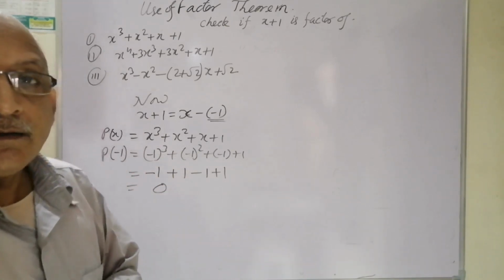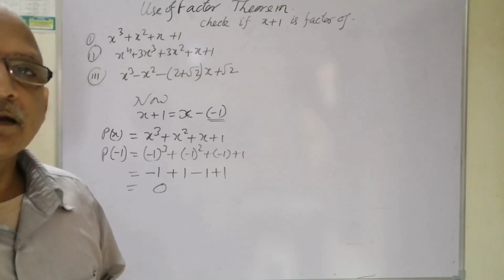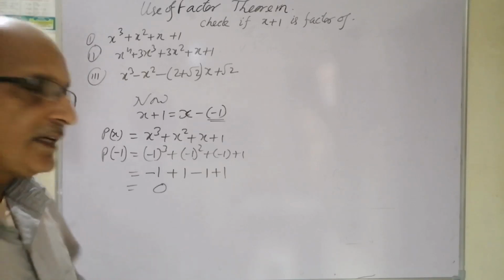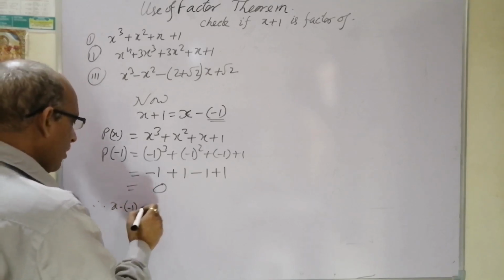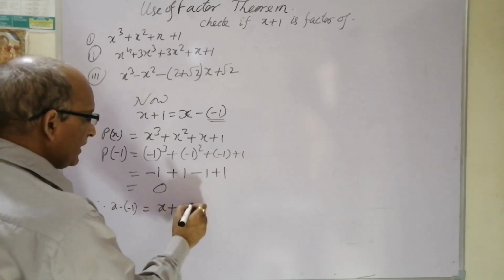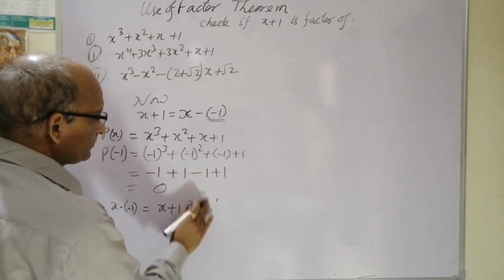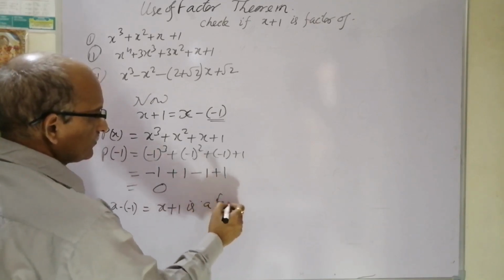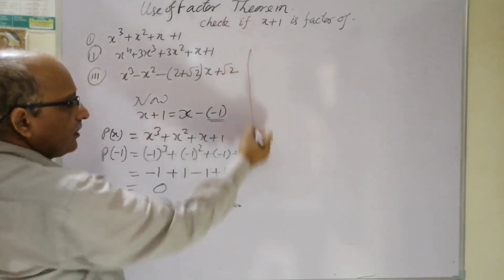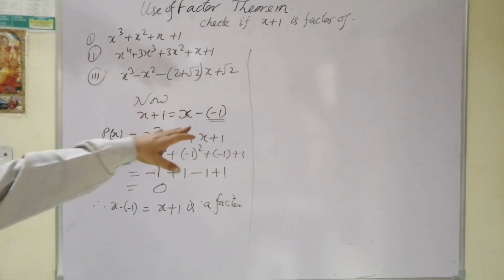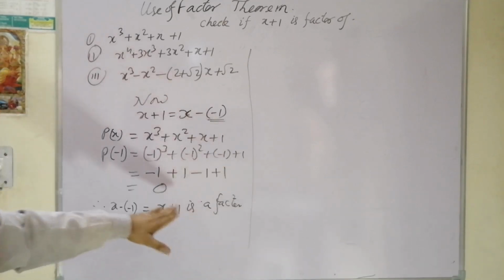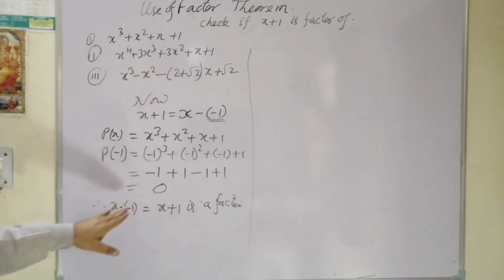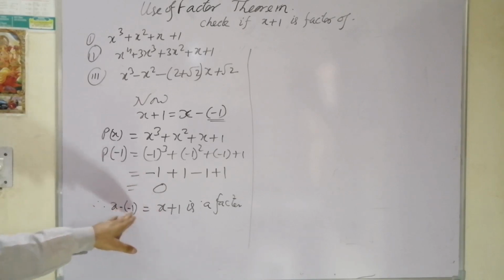If P(a) is 0, then x minus a is a factor. So we can declare here x minus of minus 1, or x plus 1, is a factor. Putting x equal to a, that is minus 1 over here, we are getting P(a) 0, therefore x minus a is a factor. Come on to the next.